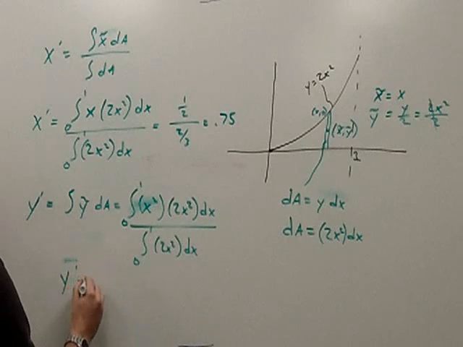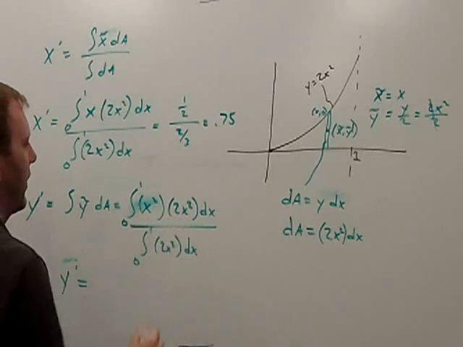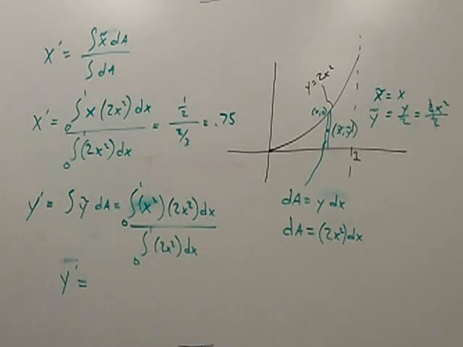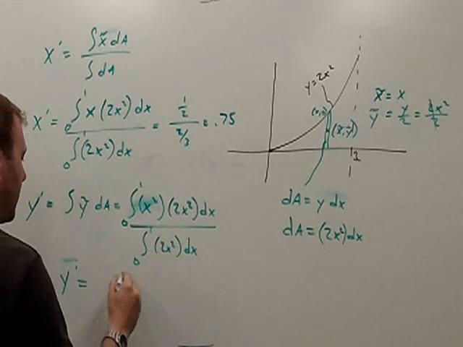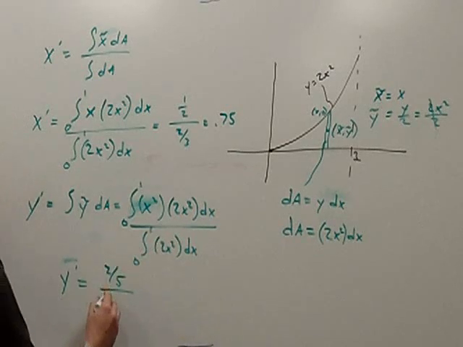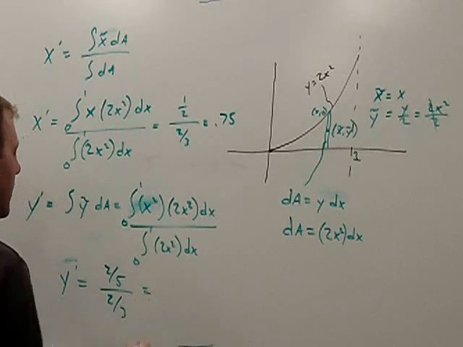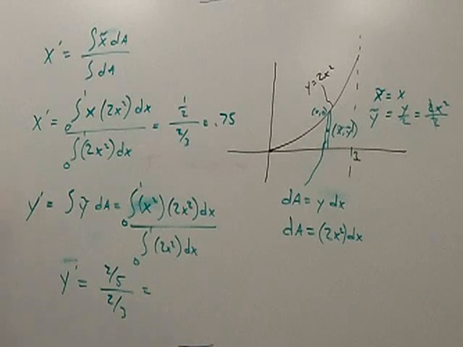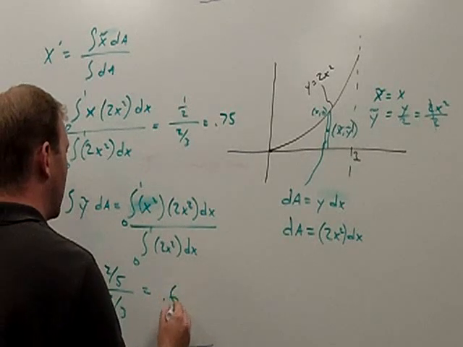Oops, y prime. Numerator here is the integral from 0 to 1 of x squared times 2x squared, times x squared times 2x squared dx. This ends up equaling 2/5. Divided by the denominator, which is going to be 2/3 again. This ends up equaling 3/5 or 0.6.